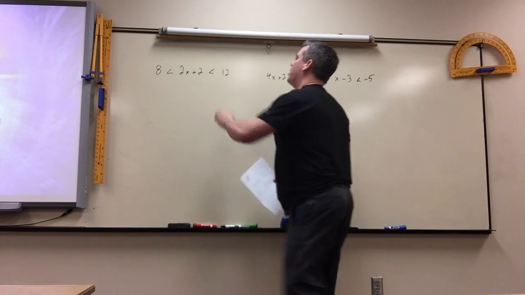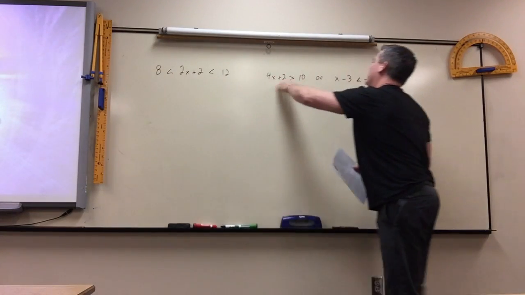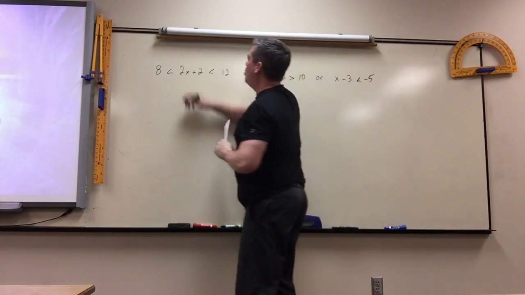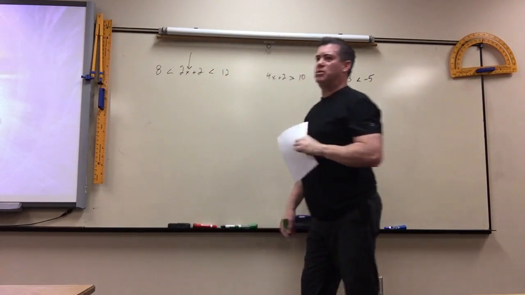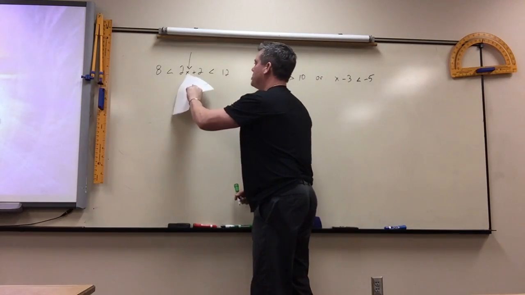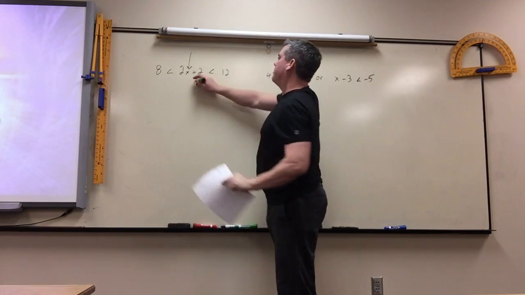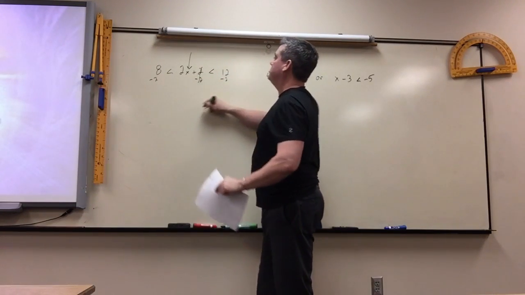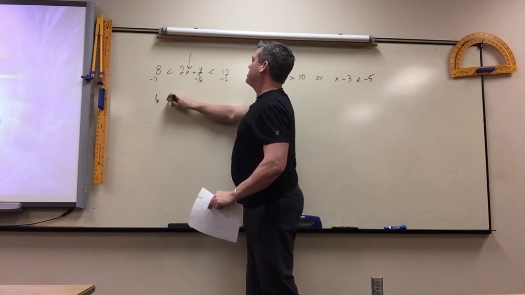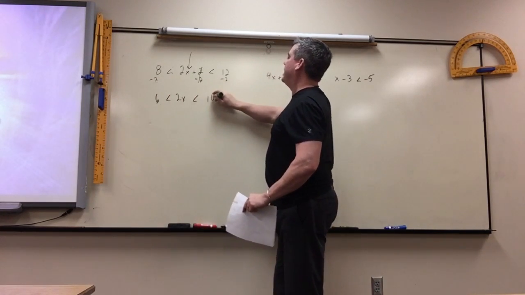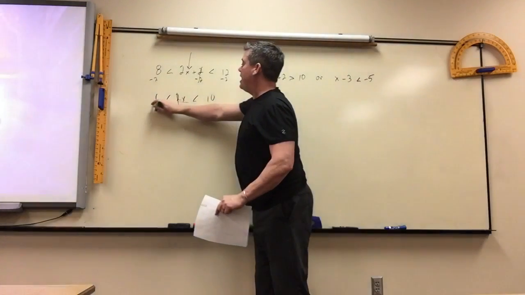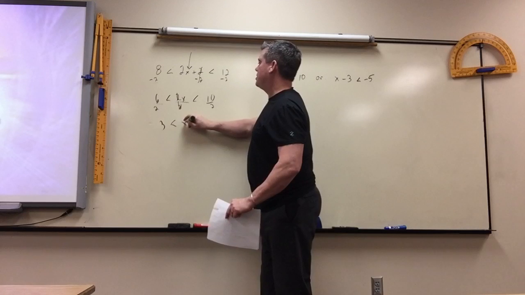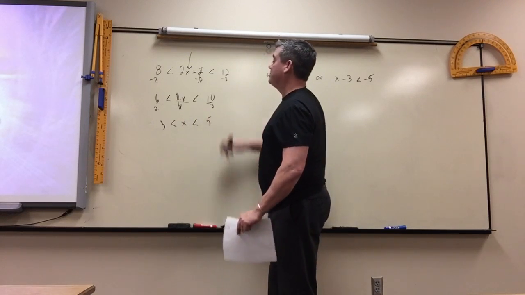Okay, they can be written all in one like this, or they could be written separately like that. If it's written all as one, all you got to do is get the x by itself in the middle. So you do the same thing. You got to get rid of the plus 2 first by minusing 2. It's just you got to do it to both sides. So that'd be 6 is less than 2x is less than 10. Then divide everything by 2 to get rid of that 2. 3 is less than x is less than 5.